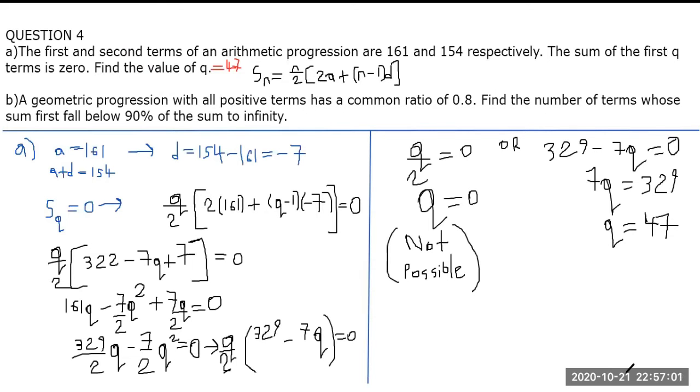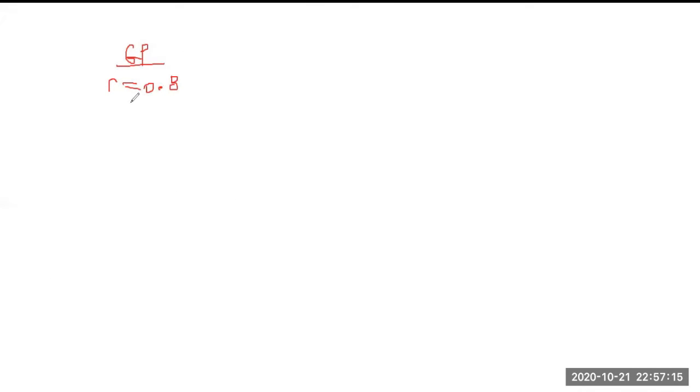It says the common ratio is 0.8, right? And they say find the number of terms whose sum first falls below 90% of the sum to infinity. So they're telling us that we can call the sum of the GP Sn, right? Find the number of terms n such that Sn is less than 90% of the sum to infinity. I'm going to call the sum to infinity S infinity. And they want us to solve for n.